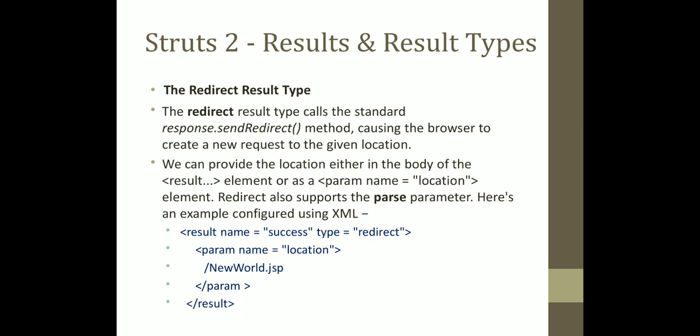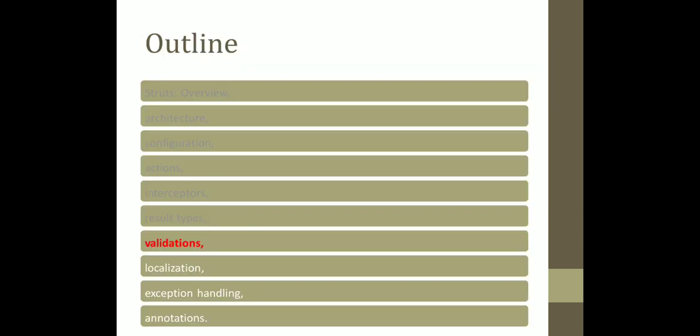So redirect also supports the parse parameter, and in the example we can see the result name is given as success and type is redirect. Then the parameter name is location, and the location we have provided as /newworld.jsp. So we have ended the script with the particular parameters that are used in code. This is about the results and result types.